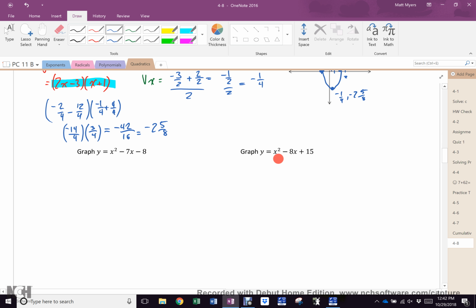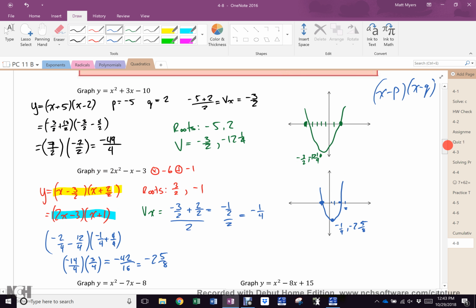Try those two. Are they going to factor? Yes. Yeah, because we're in the factoring section, right? So factor them. And remember everything you need. There's everything.